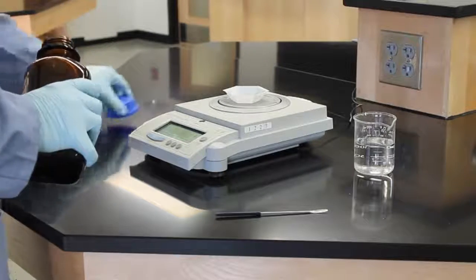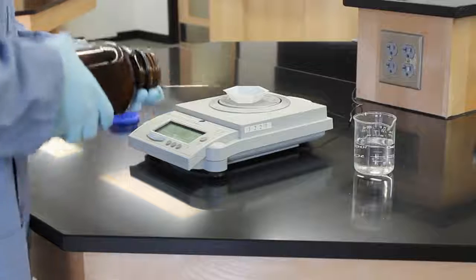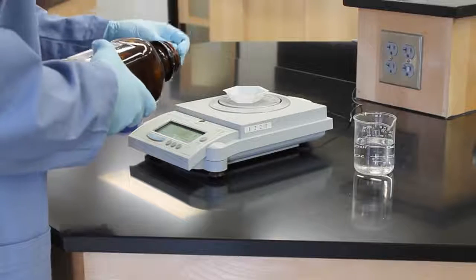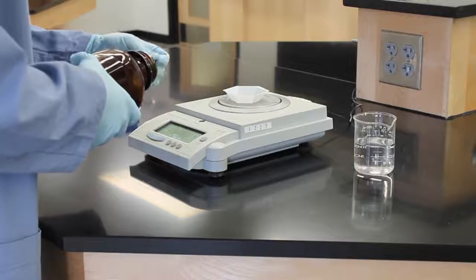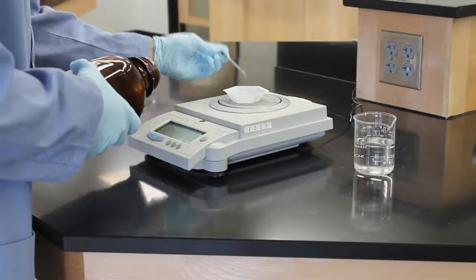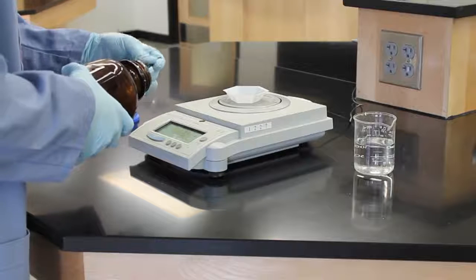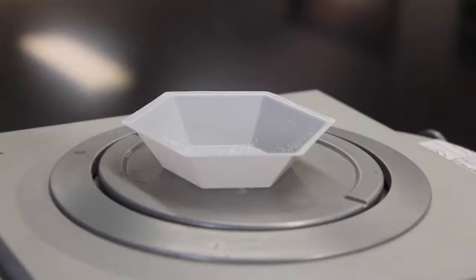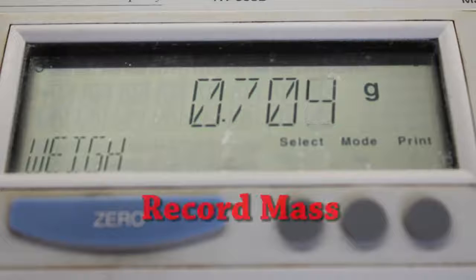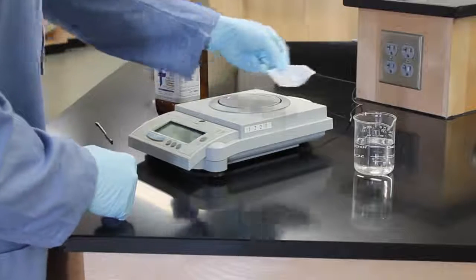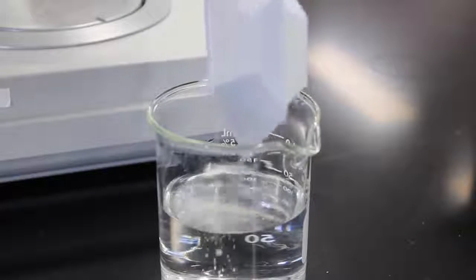Now measure out the desired amount of transfer material you need. In this case, I'm looking for 700 milligrams of transfer material. Record your initial mass into your lab notebook. Notice that this balance measures to the nearest milligram or 1,000th of a gram. Transfer your material to another container.